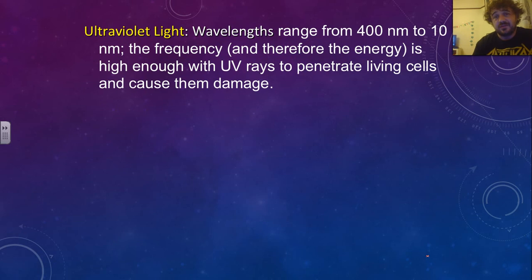Ultraviolet is beyond violet, with a smaller wavelength, and it is called ultraviolet because it is a higher frequency and a higher energy. So we can't see in this. These are the ones that cause skin cancer, and that's because the UV rays have enough energy that they can penetrate our skin.